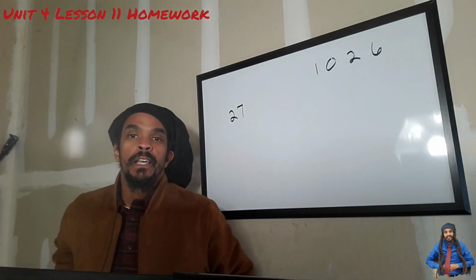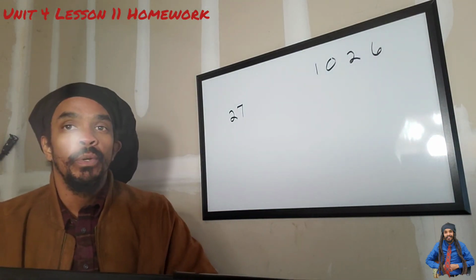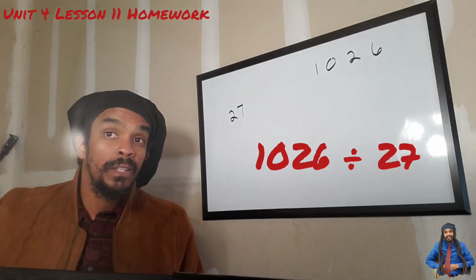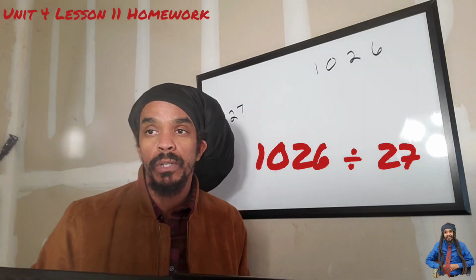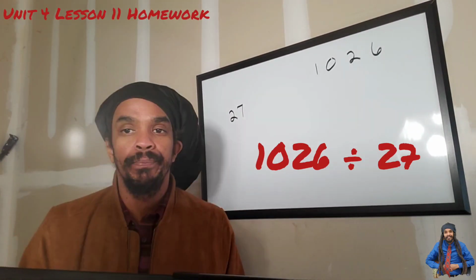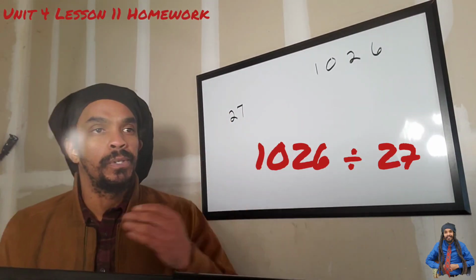Unit 4, Lesson 11 homework. Let's get right into it. We are trying to do 1026 divided by 27 using partial quotients. And it's going to be similar to Claire's strategy. I'm just showing you how the setup is going to be.